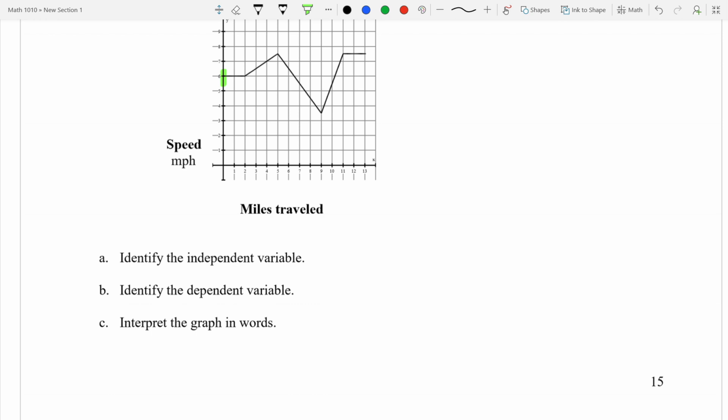Okay, so here we go. Identify the independent. Everybody in the room, tell me quickly. Miles traveled, right? It's on the x-axis. Everybody tell me the dependent. Talk to me. Speed, which is written in miles per hour. Very good. Interpret the graph.